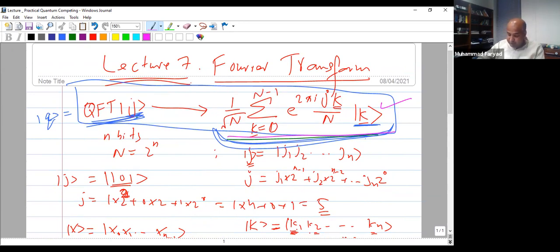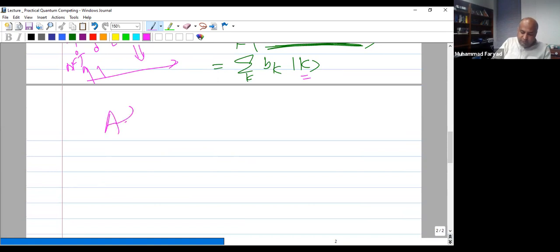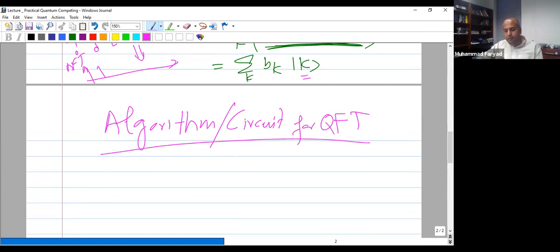Okay, so let's now get back to this thing again, after motivating you that this transformation reproduces the usual discrete Fourier transform that we study for discretized functions. And let's now work out the circuit that should implement this Fourier transform. So circuit or algorithm. Any question so far about the definition of Fourier transform? No? Okay.